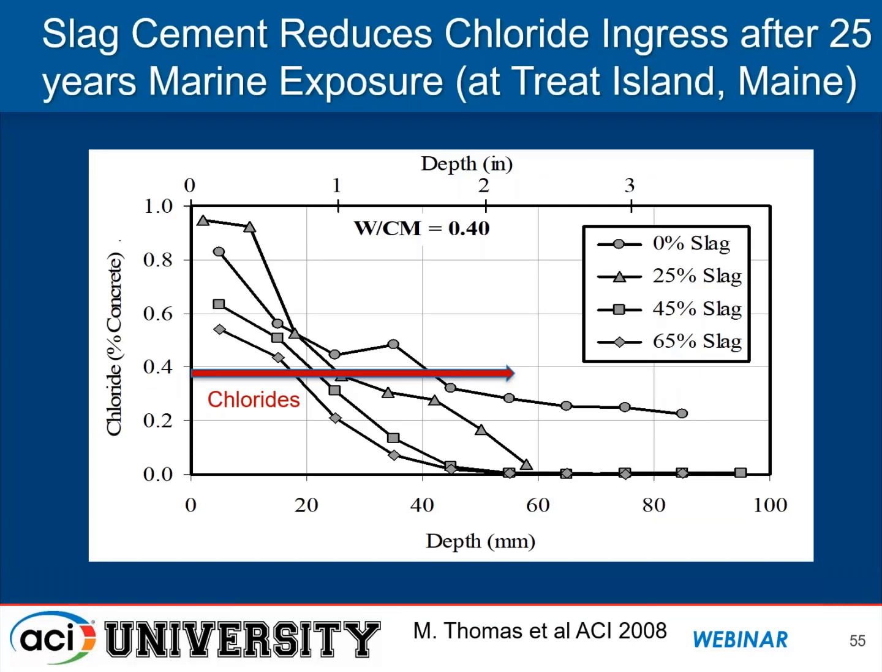And this is actually seawater exposure from Treat Island, again from Mike Thomas's data. So seawater exposure after 25 years, showing concretes at equal water binder ratio but different levels of slag. And again, you see the same. The Portland cement mix, the circles here, has penetrated a lot further. In fact, even at 90 millimeters depth, it's way beyond the amount of chloride you need to cause corrosion of steel. Whereas 25% slag protected down to about 50 millimeters, 45% slag protected down to about 40 millimeters, and 65% slag protected down to about 30 millimeters, at a point where you'd start to get corrosion.